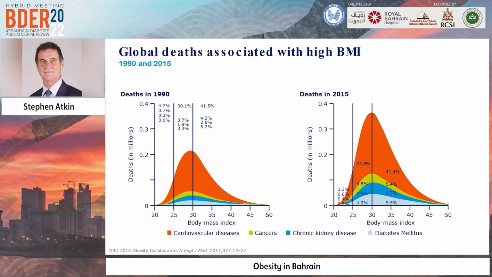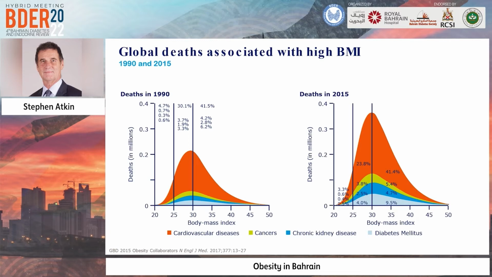And this is shown here. Everyone looks at the global deaths associated with a high BMI. On the left, we've got the curves for deaths in 1990 versus on the right, the deaths in 2019. And the deaths are in millions. And on the x-axis for both graphs, you can see the body mass index and what people are dying of: cardiovascular disease, cancer, chronic kidney disease, and diabetes.